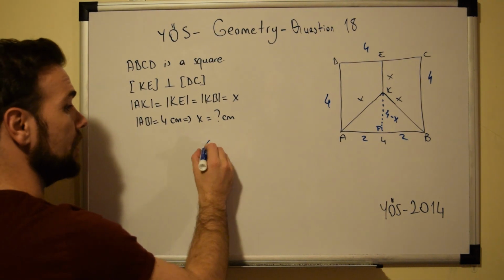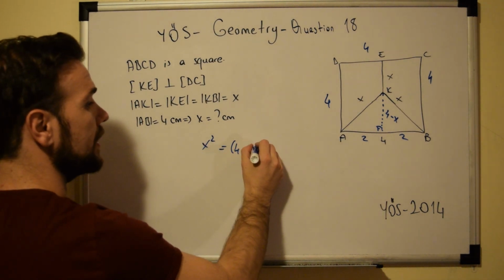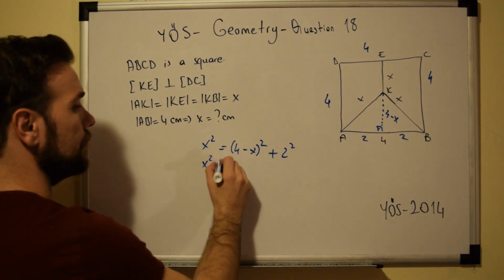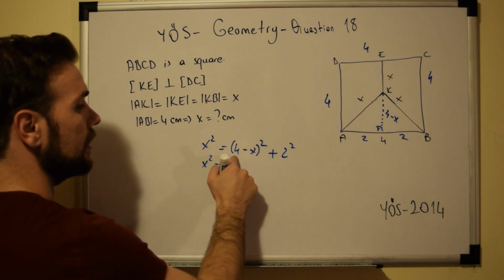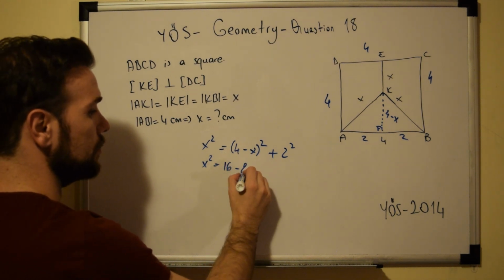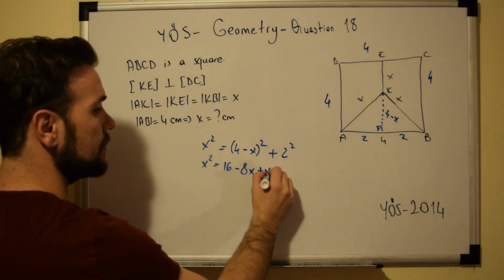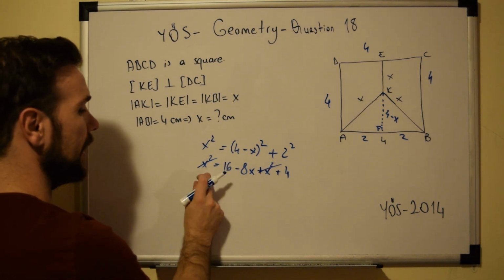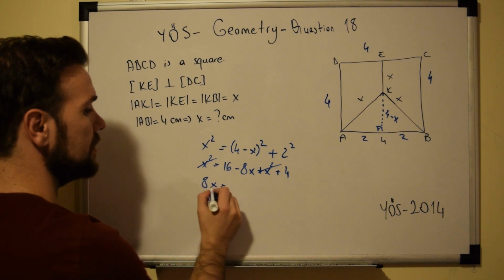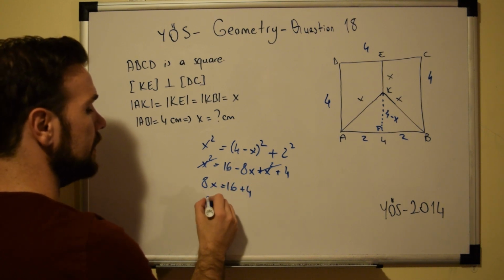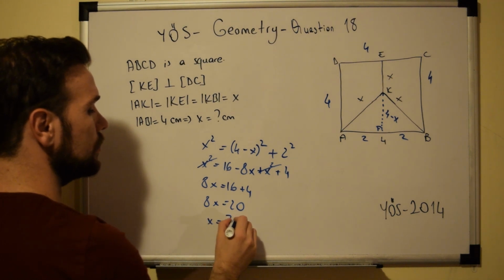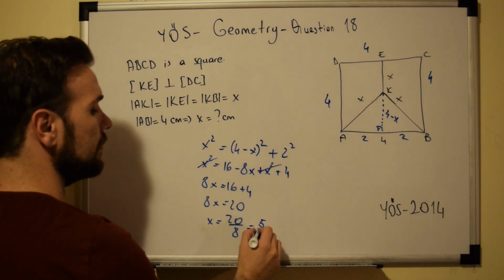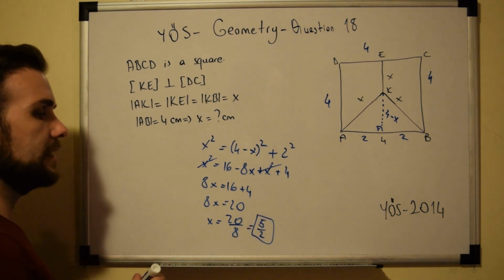So let's do that. We have x squared equal to (4 minus x) squared plus 2 squared. So x squared is equal to 16 minus 2 times the first number times the second number, which is 8x, plus x squared plus 4. The x squared and x squared cancel each other, so we put 8x on the other side: 8x is equal to 16 plus 4. 8x is equal to 20, so x is equal to 20 over 8, which simplifies by 4 to 5 over 2. So the value of x is 5 over 2.